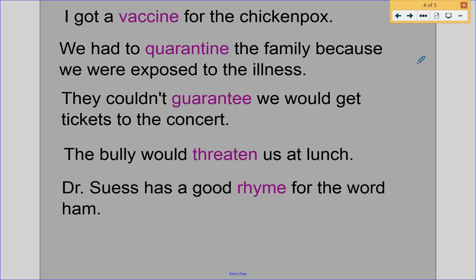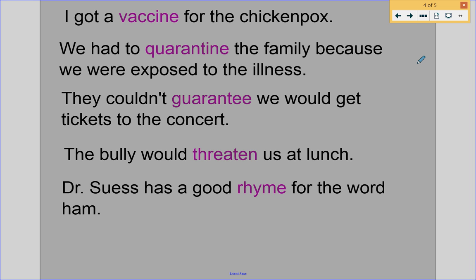I got a vaccine for the chickenpox. So vaccines are things that can help us to not get a disease or get an illness if we have a vaccine for it. So if I have the chickenpox vaccine, it'll make it that I won't get the chickenpox if I get exposed to them. Appropriate word, didn't make this one up, it just happened to fall into this unit.